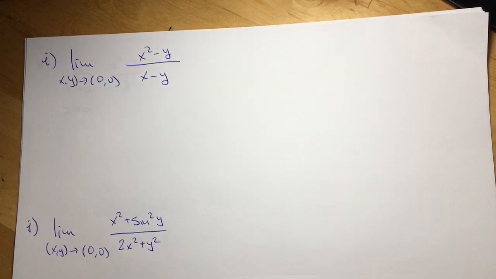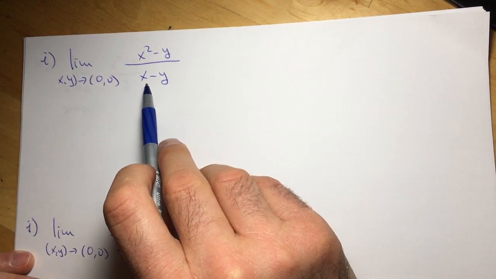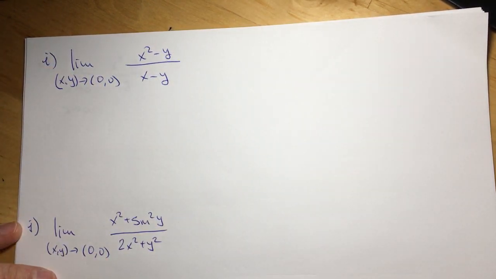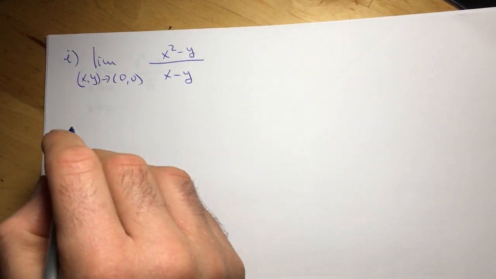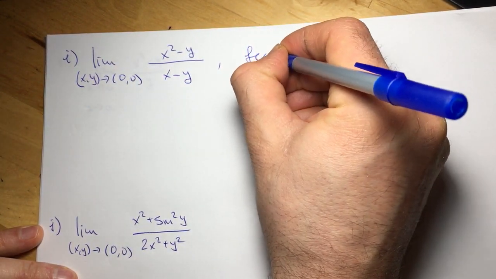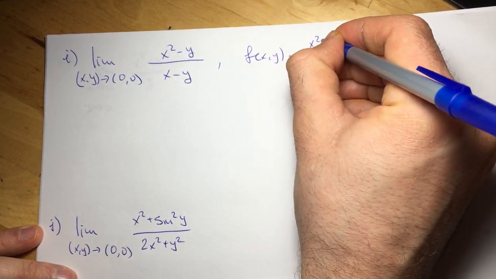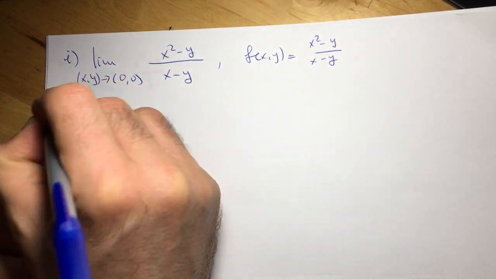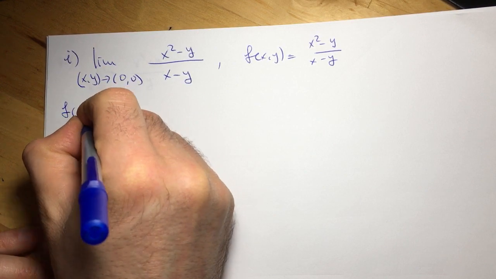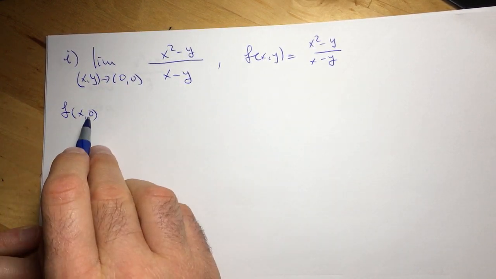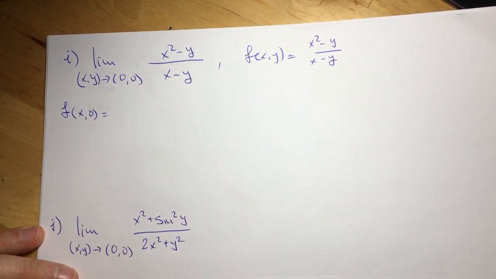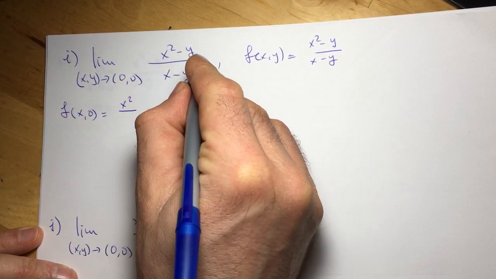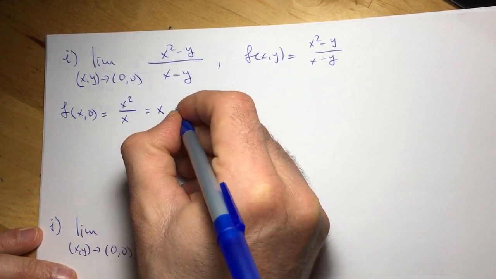Okay, so in this example, the denominator is 0. That means that the function is not defined at the origin. Let's start with the easy cases. Here f of x y is equal to x squared minus y over x minus y. How much is the function when I take constant y equal to 0? That means that I'm approaching along the x-axis. That's x squared minus 0 divided by x, which is x.